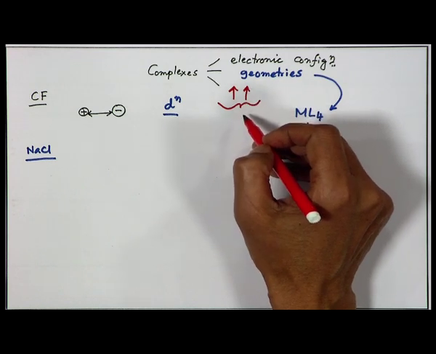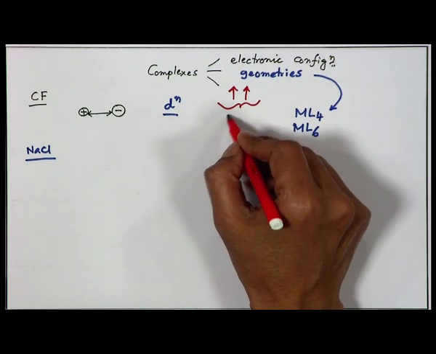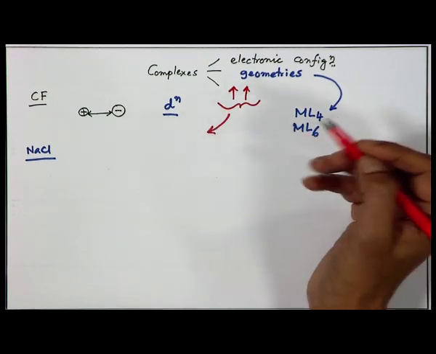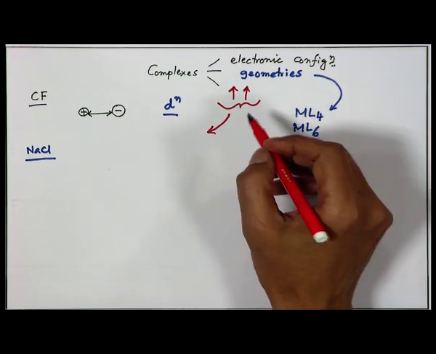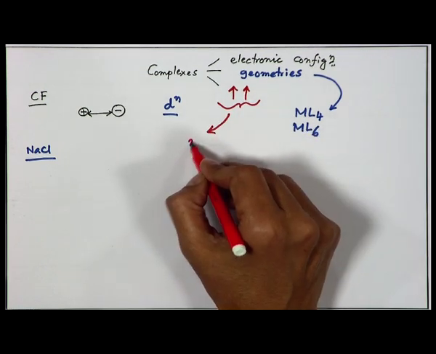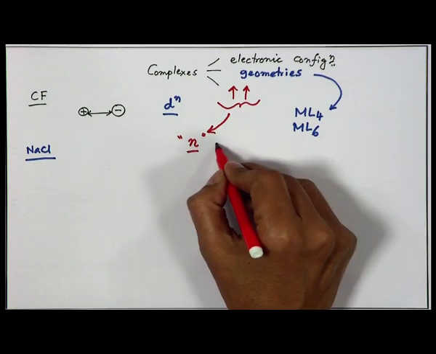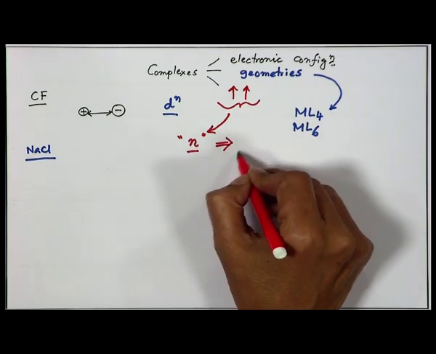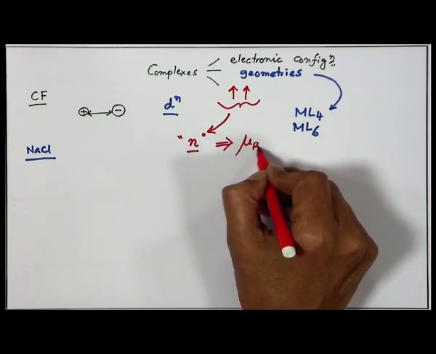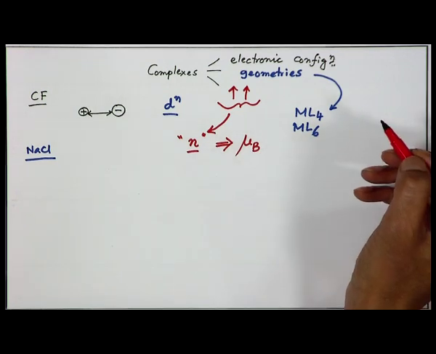So, those unpaired electrons have an important role to play, and based on this crystal field theory, we can determine the n values, that means the number of unpaired electrons, which will be directly related to the corresponding magnetic moment values.